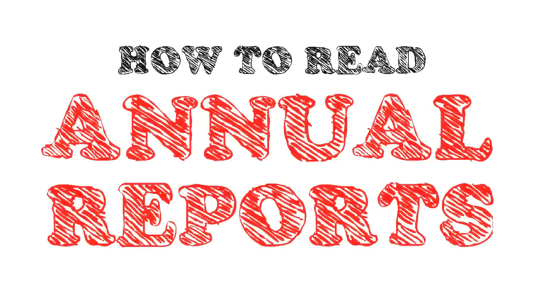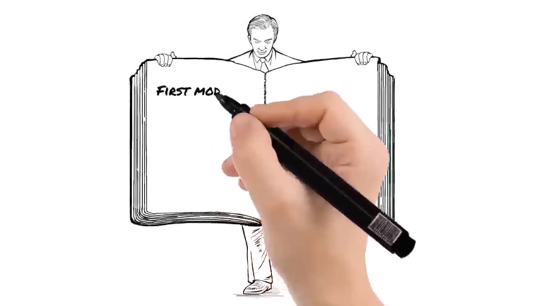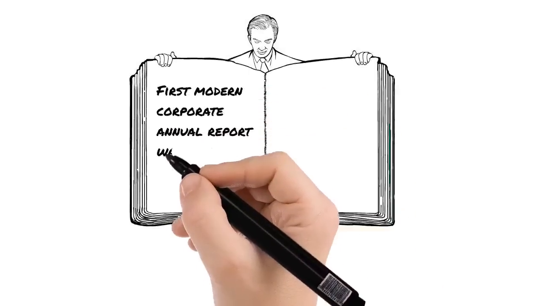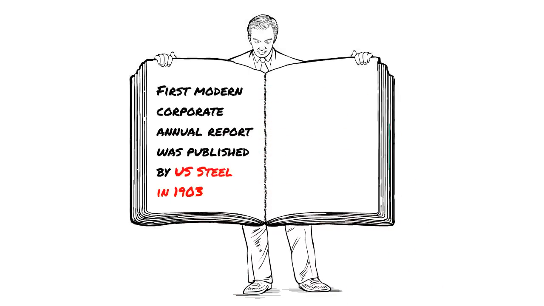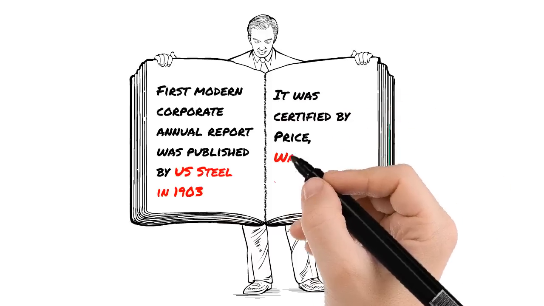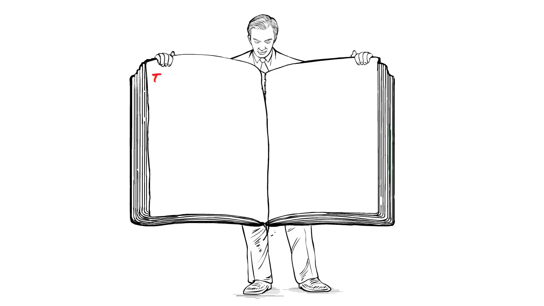How to read an annual report. The first modern corporate annual report was published by U.S. Steel in 1903. It was certified by Price, Waterhouse and Company. Most annual reports have three components.